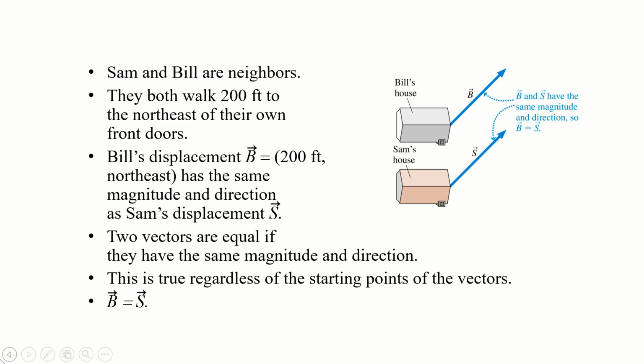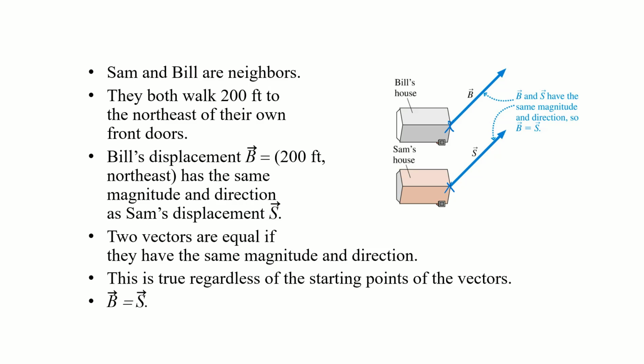Another thing about vectors we want to pay attention to is that, I don't want to use the word location, but where they are isn't really as important as a lot of students like to think. So the example that I'm going to use is from the book. If we consider two people, Bill and Sam, who get up in the morning, they leave their house, and they walk 200 feet northeast. They both do that. Bill left his house. Sam left his house. They both walk in that direction, the same distance.